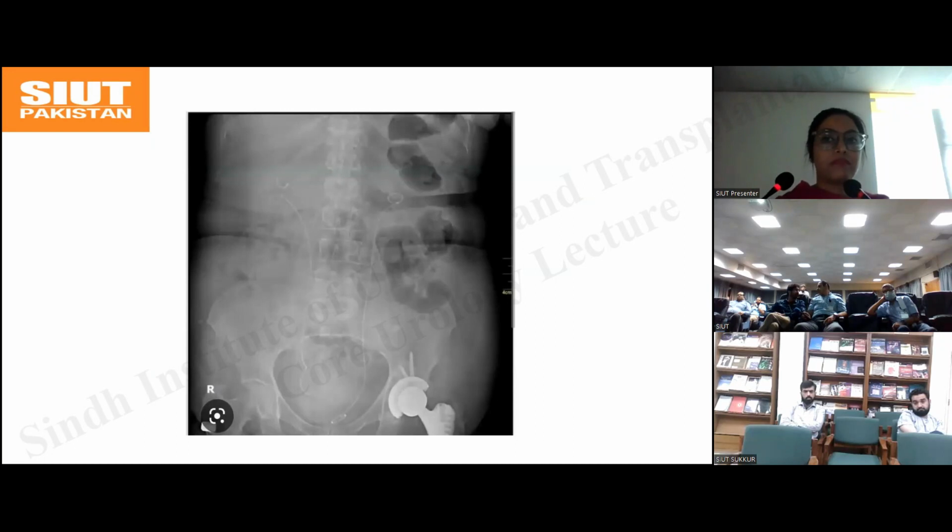What about this? The distal loop of the DJ is not completely found in the bladder on the right side. Maybe it is migrated or displaced.